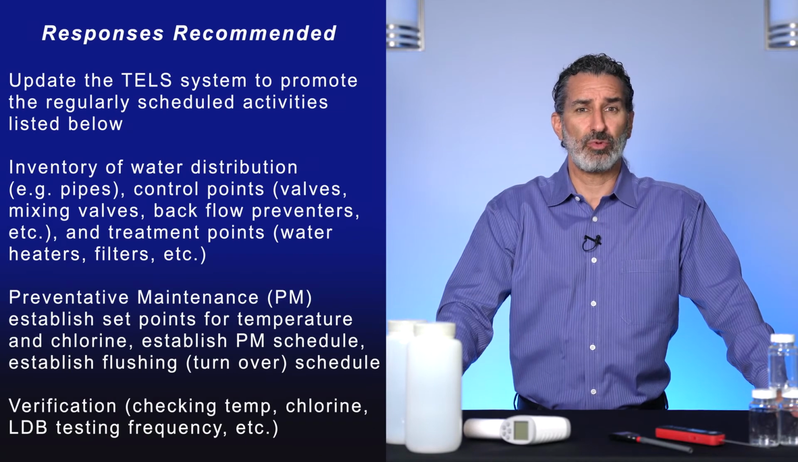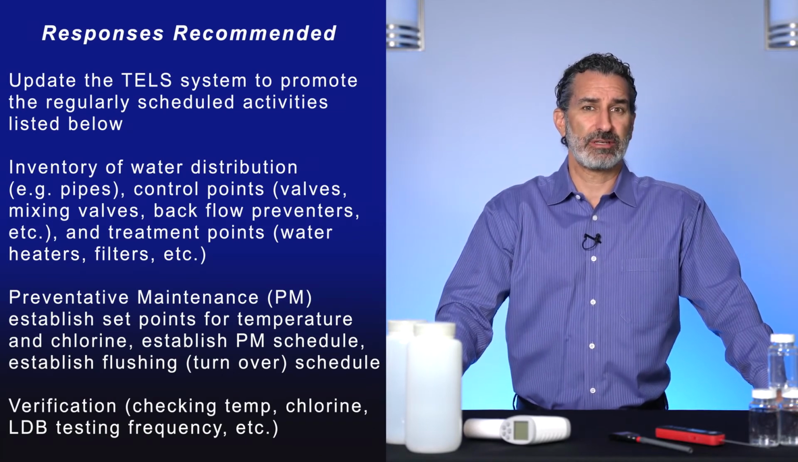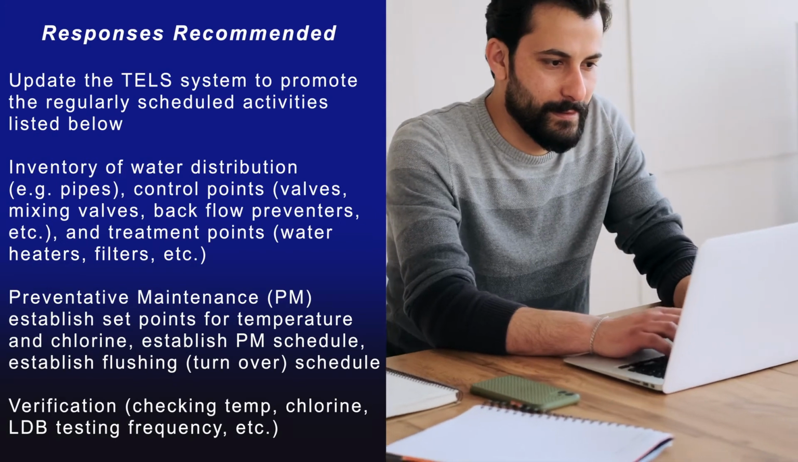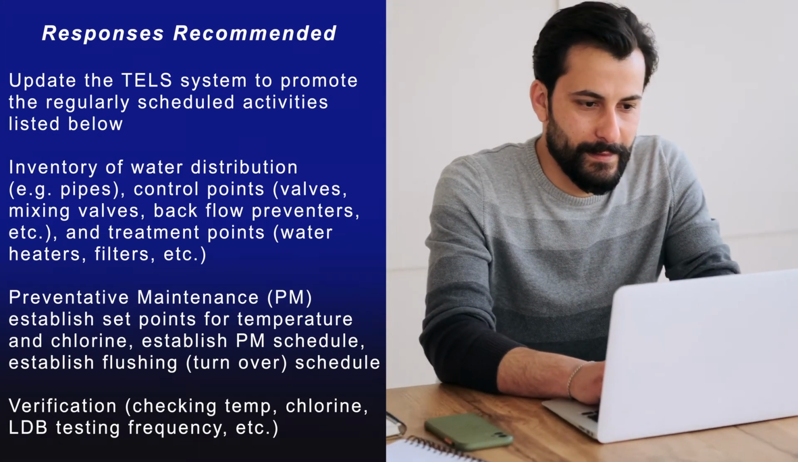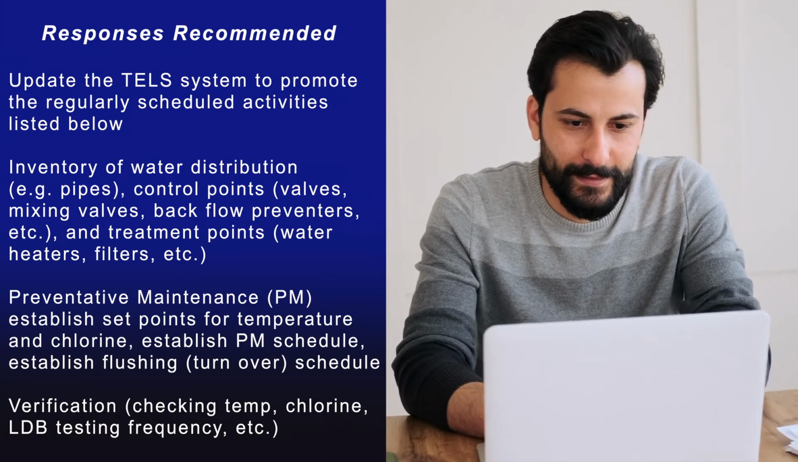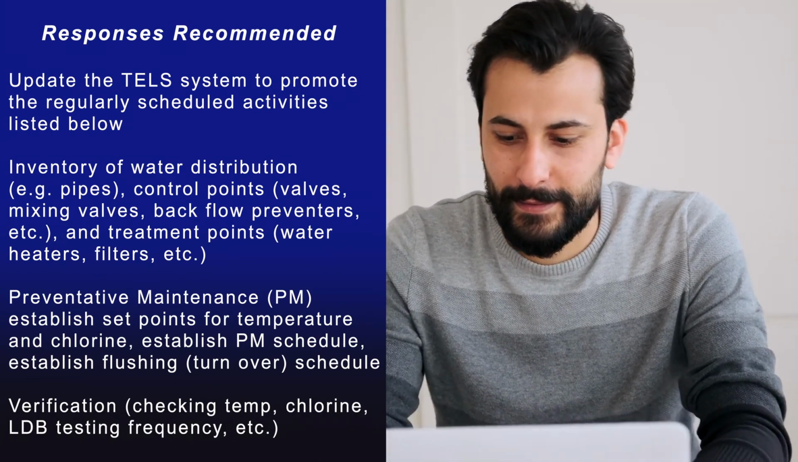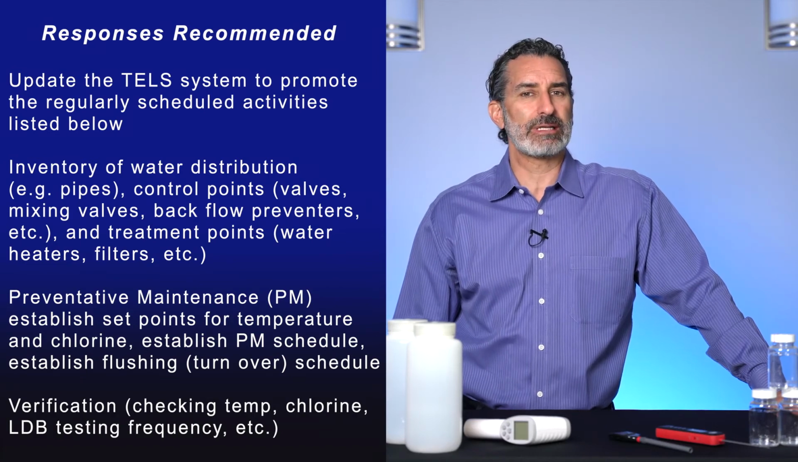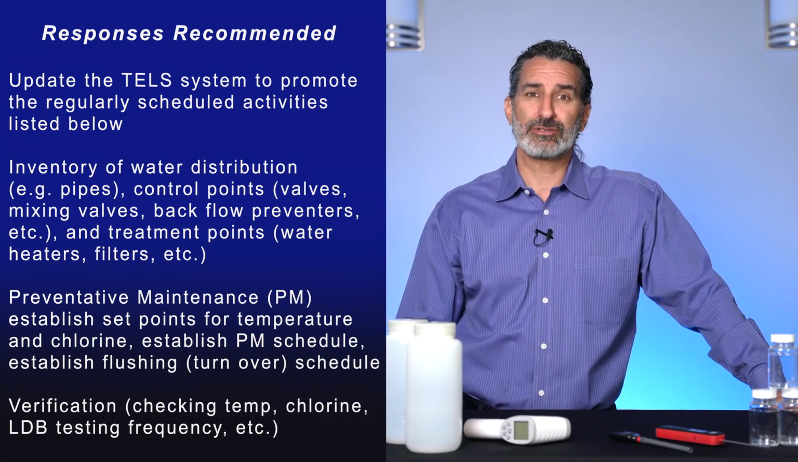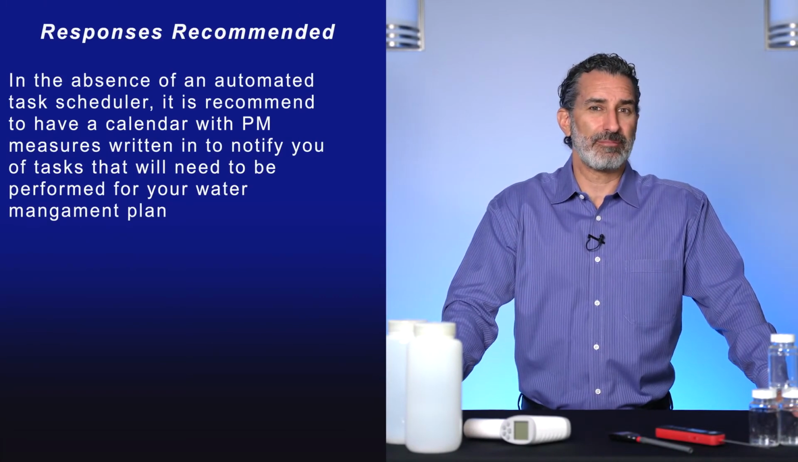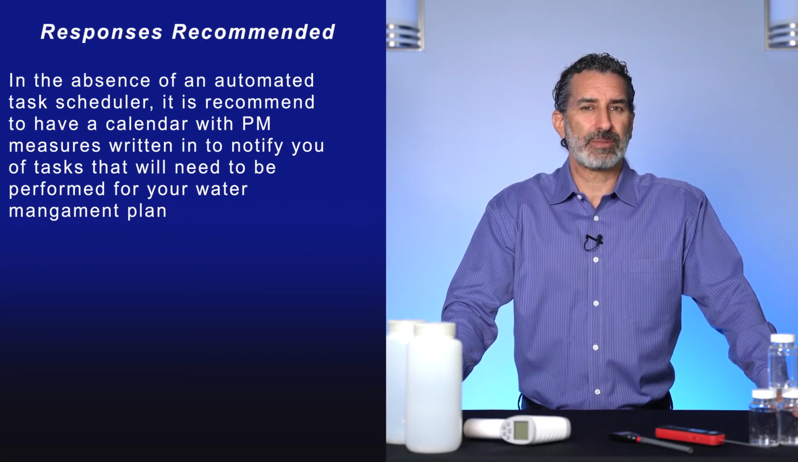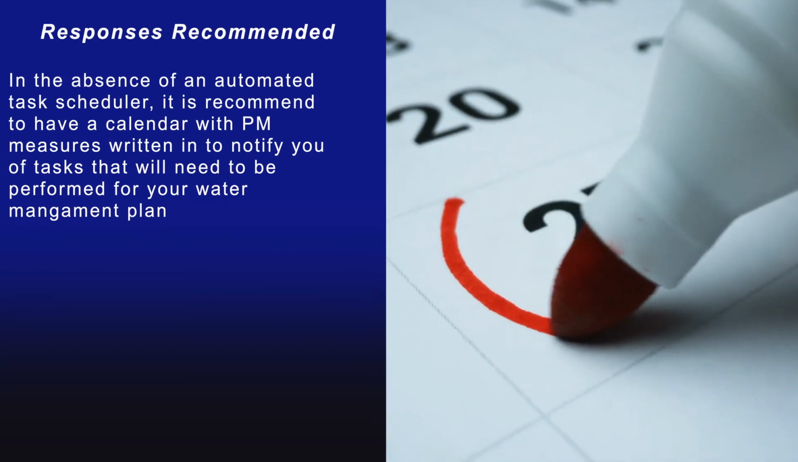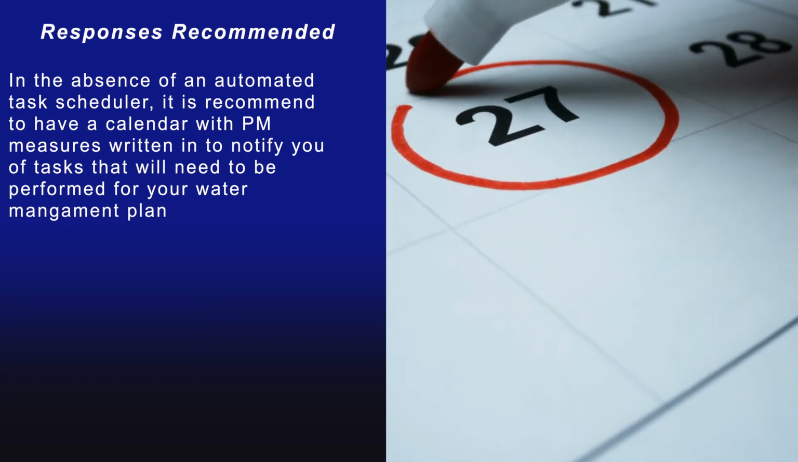If you're a facility manager and you use some sort of software to tell you when to do your tasks, such as a TELS system, it would be important to have your Legionella checks, your water management plan, seamlessly integrated into that system so that you know when you should change filters, when you should check water temperatures, when you should check chlorine levels, when you should flush water heaters, etc. If you do not have an automated calendar for your preventative maintenance cues, you need to develop something, even if it's as simple as a written calendar on the wall, so that you know and are prompted when you're supposed to take tasks associated with your water management plan.